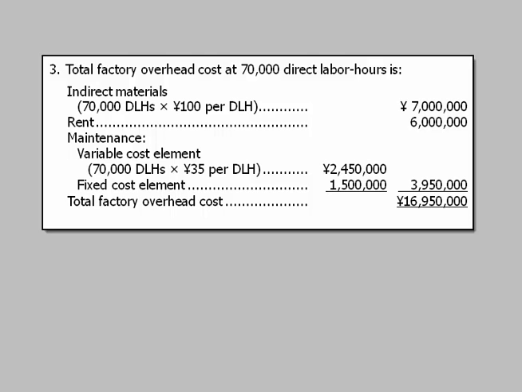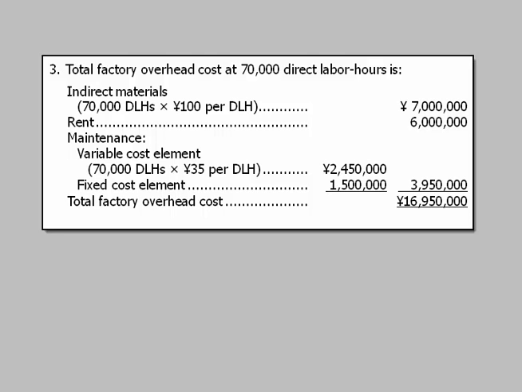Okay, and now you see part 3 worked out. Indirect materials would be 70,000 direct labor hours at 100 yen per direct labor hour. So that's 7 million yen. Rent, the fixed amount, 6 million yen, right? And maintenance cost, we've got a variable cost component of 70,000 direct labor hours times the 35 yen per direct labor hour. We just calculated that earlier. So that's 2.45 million yen.